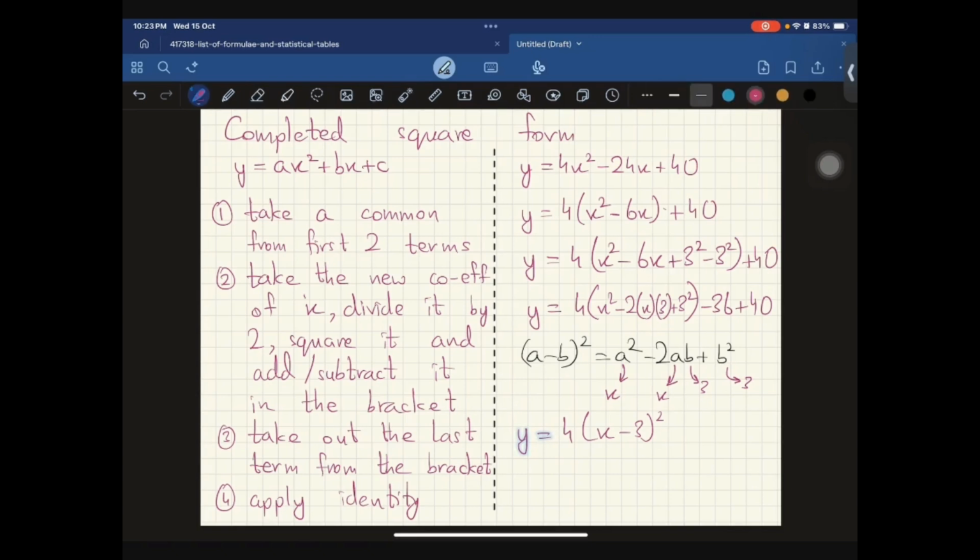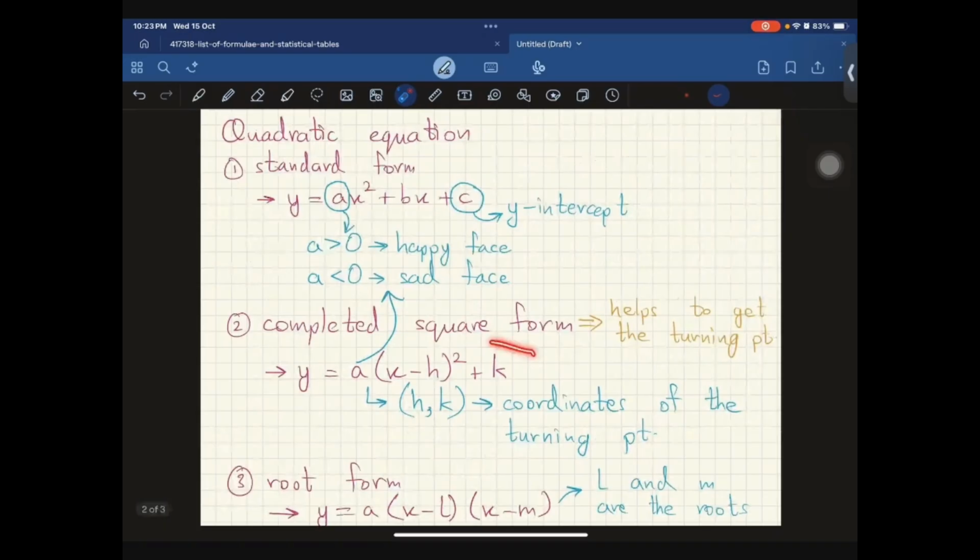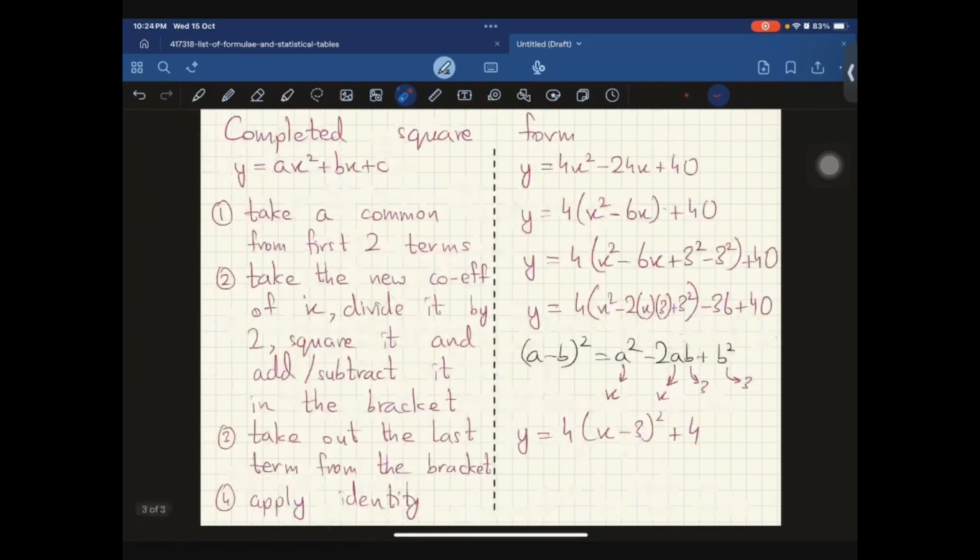And then what we're left with at the end is, what will this be equal to? Plus 4. So this is our completing the square form. So remember, you look at the form. So that was y equals a times x minus h whole square plus k, and we've gotten a similar form, right? Okay. Now, if I ask you what the turning point will be, can you tell me what the turning point would be?